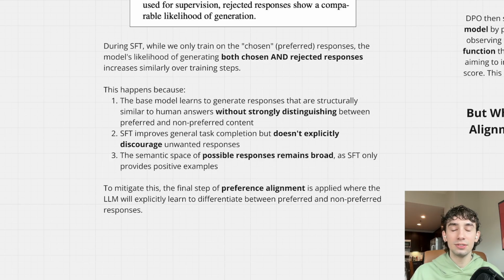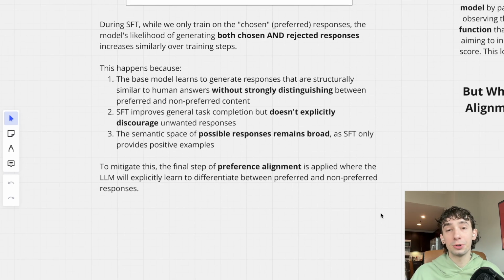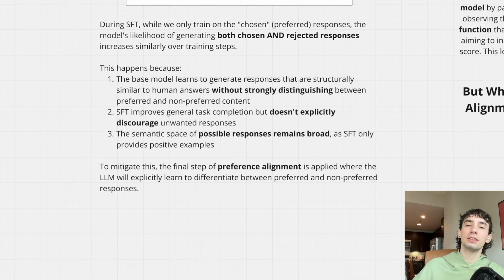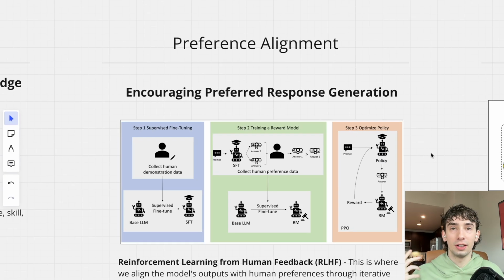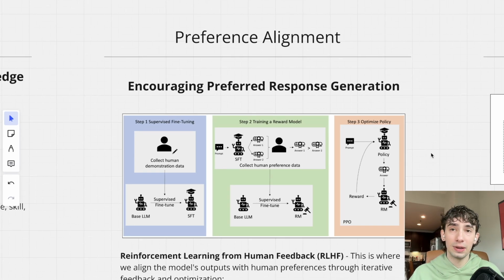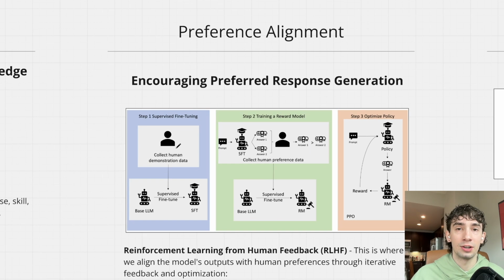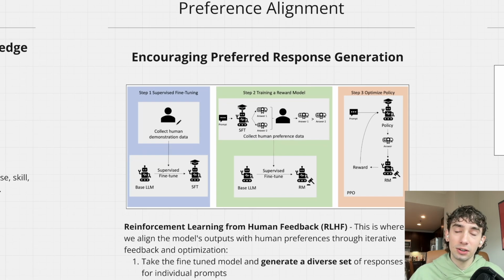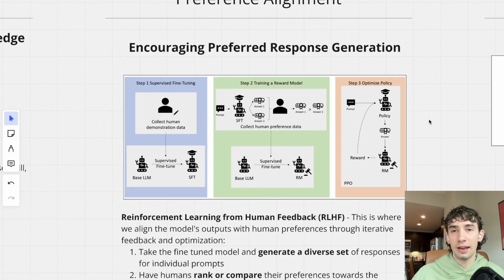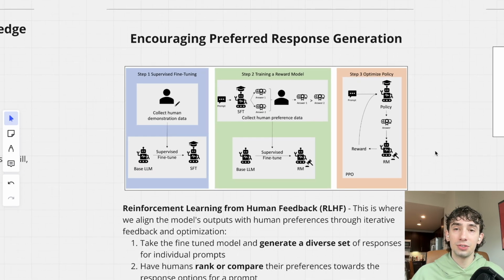So to mitigate this, our final step of doing some sort of preference alignment is then applied, where the LLM will then explicitly learn to actually differentiate between these chosen and rejected or preferred and non-preferred responses. Which brings us to our preference alignment stage, or being able to actually encourage preferred response generation from our language model. The first and earliest kind of form of this that AI labs have started to apply is actually what's called reinforcement learning from human feedback.